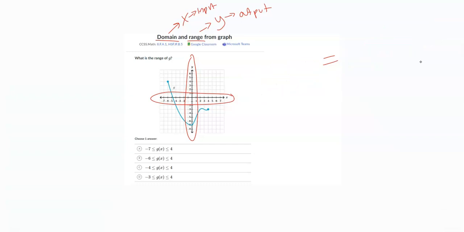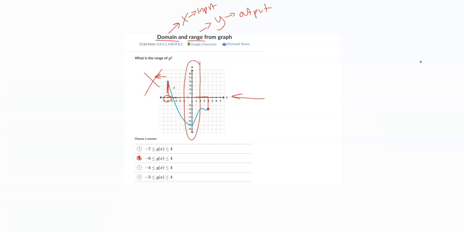Okay, so let's look at the question. What is the range of G? We want to know what numbers come out of our equation. The input, once again, is x, so we put numbers in, and we want to see what comes out. The domain, we see, goes from -6, that's where it stops. There's no numbers this way, nothing out here. So from -6 all the way up to 4 would be your domain. -6 to 4, so that would be B.